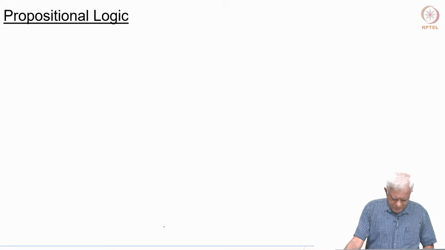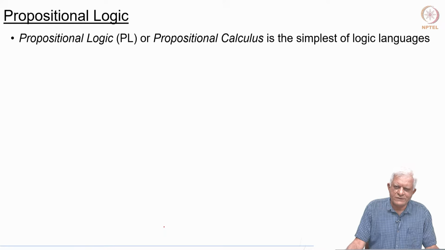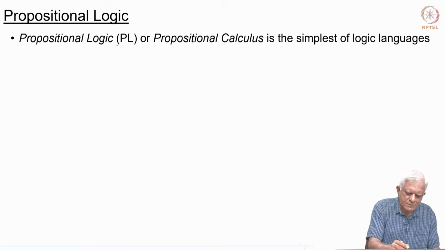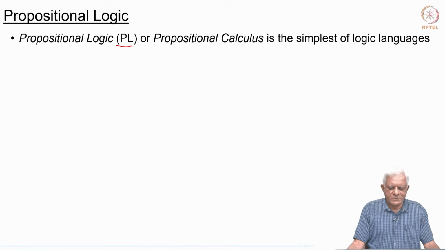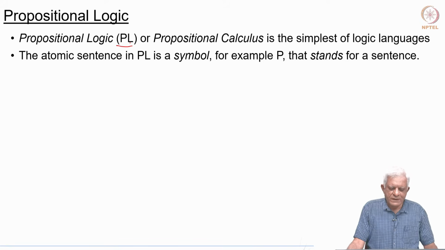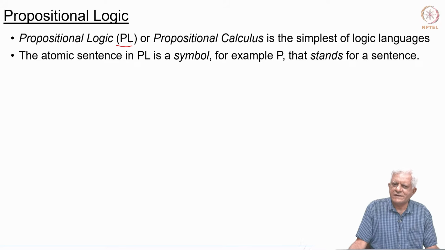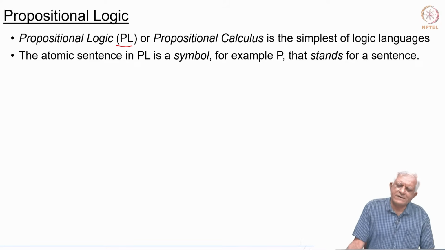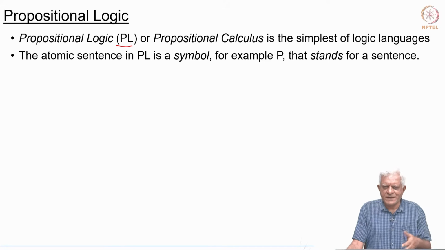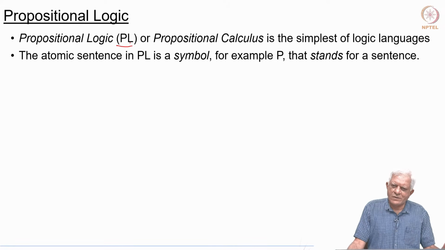So, propositional logic, often we will use the acronym PL to stand for that, or it is also called propositional calculus, is the simplest of logic languages. The atomic sentence, the smallest sentence, remember that an atomic sentence is a sentence without any connectives. So, the other sentences are, for example, alpha implies beta or alpha or not beta. So, they have logical connectives essentially.